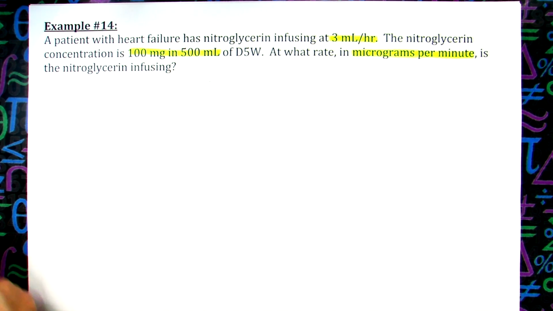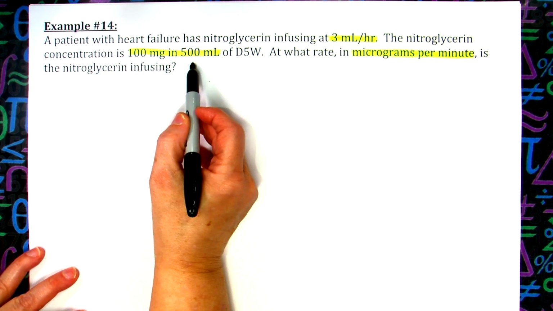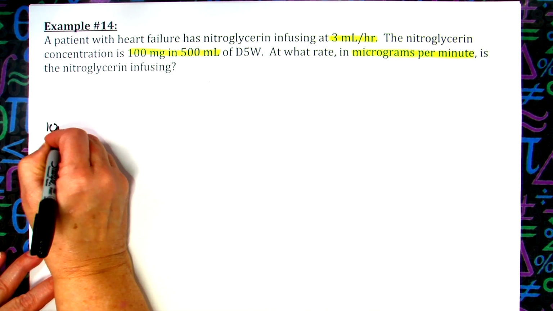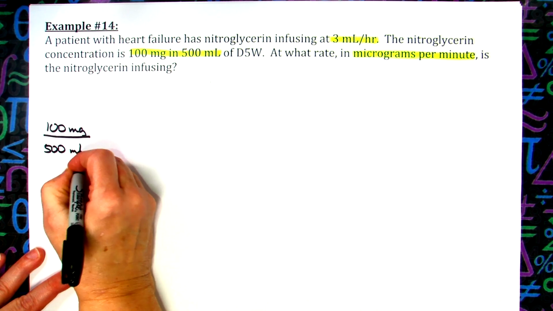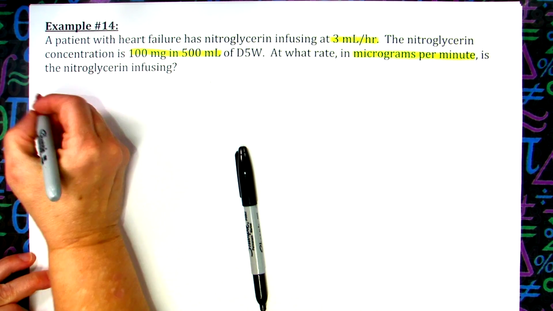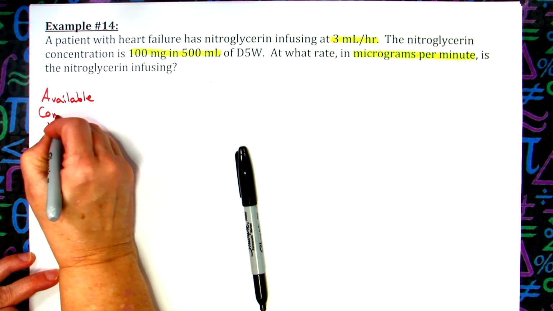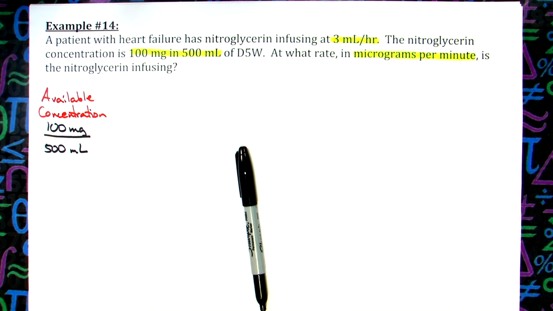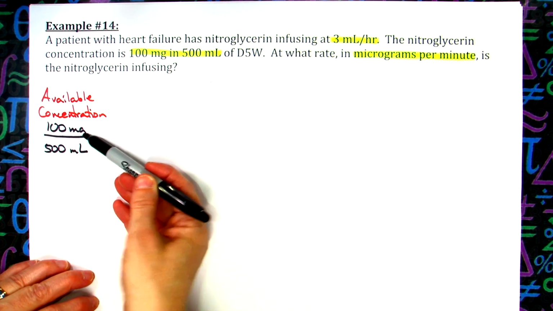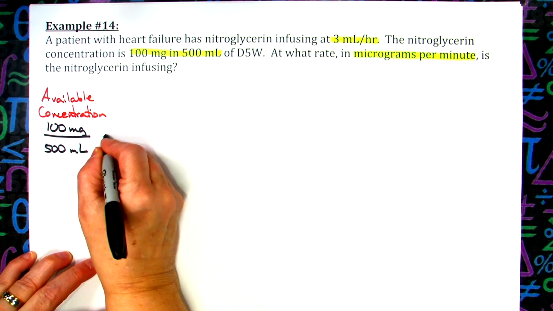Since it really doesn't matter what I start with, I'm going to start with the available concentration, because that's the way I've been doing most of these. So 100 milligrams on top, and I'm going to put 500 milliliters on the bottom. This was my available concentration. Then I'm going to multiply by a conversion factor. I've got milligrams, and I have to go to micrograms. So 1 milligram is equal to 1,000 micrograms. You have to have that memorized.